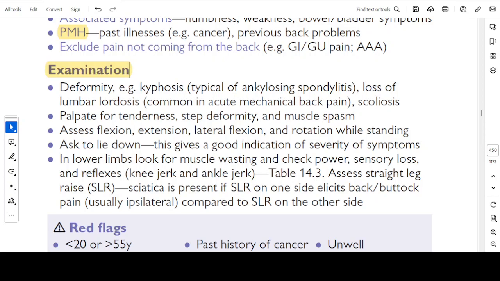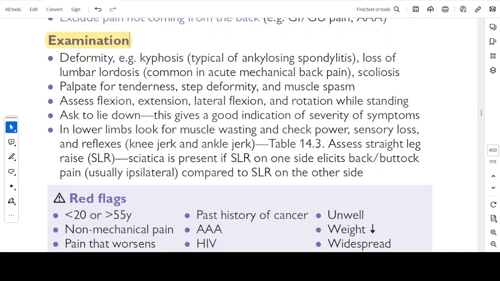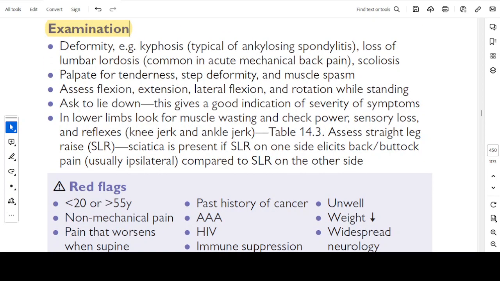Deformity. Check for any deformity, for example, if there is a kyphosis typical of ankylosing spondylitis. Loss of lumbar lordosis is common in acute mechanical back pain. Scoliosis. Palpate for tenderness, step deformity and muscle spasm. Assess flexion, extension, lateral flexion, rotation while standing. Ask to lie down. This gives a good indication of severity of symptoms.